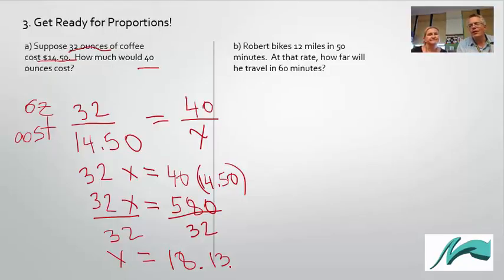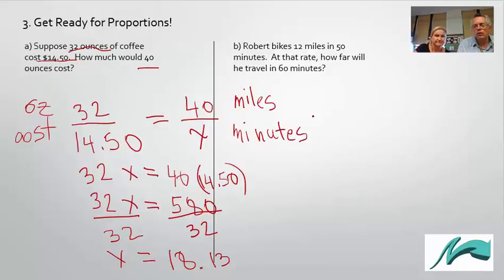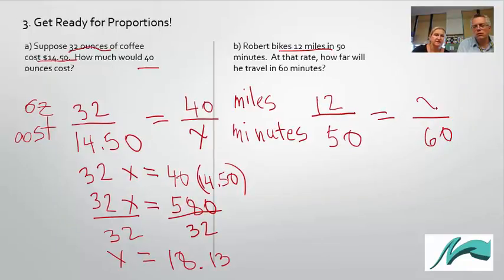They involve like a rate. Like the next one, Robert bikes 12 miles in 50 minutes. So there's the fact. So we have miles. Let's set it up. I have miles and minutes. Okay, so first piece of information, 12 miles in 50 minutes equals, at this rate, how far will he travel in 60 minutes? So I have the minutes given, and the question is how far, or about distance.